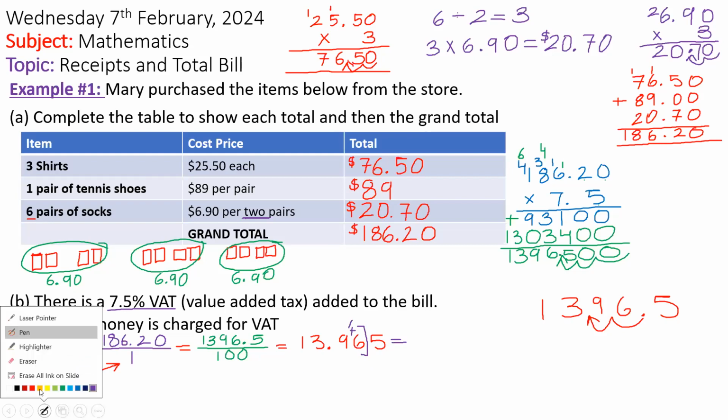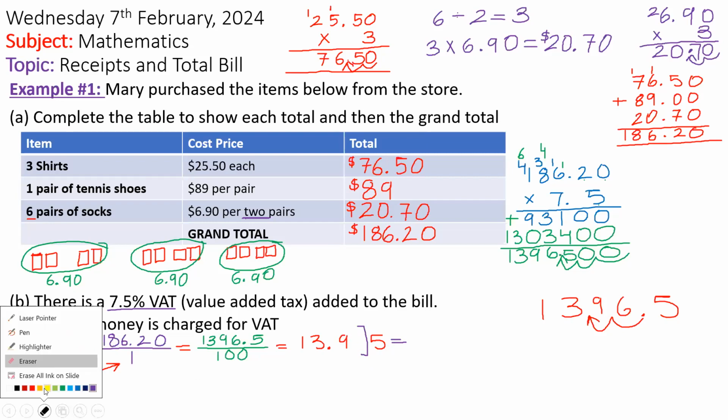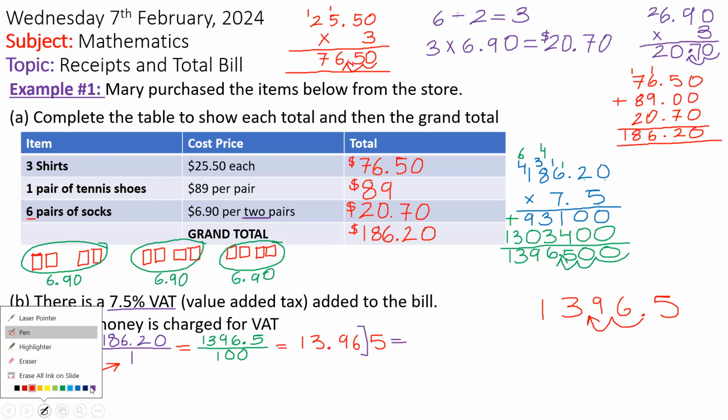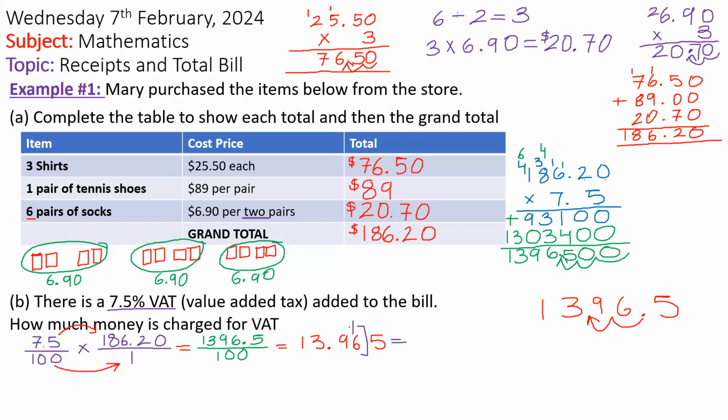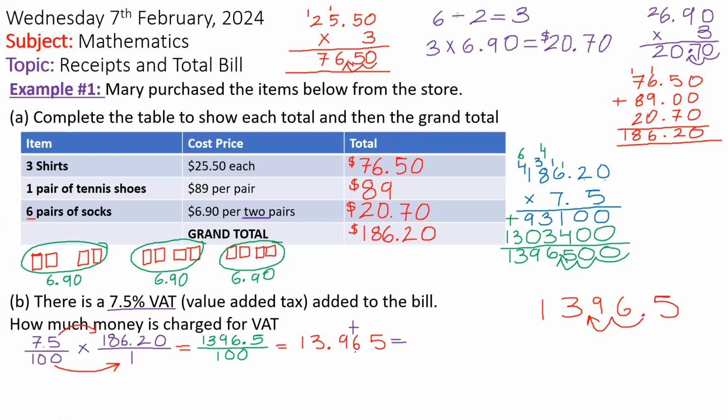So it's going to be equal to 13 point what? 13 point what? 9. 7. 97. Very good. Because we're going to add 1 to the 6. Let me underline this. We add one to the 6. It's going to be 13 point 97.